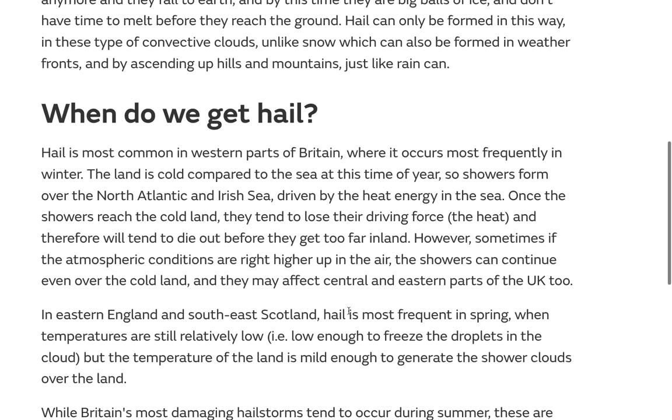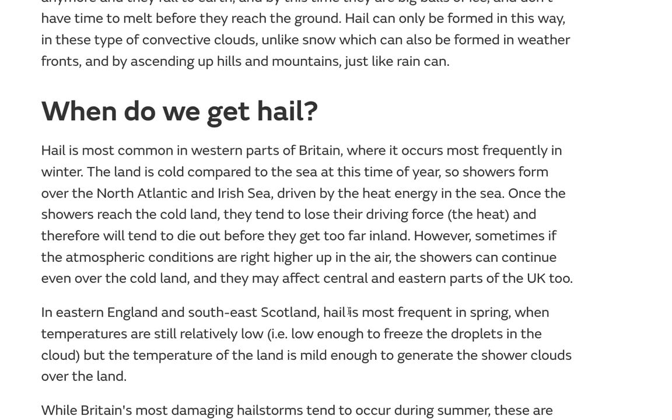When do we get hail? Hail is most common in western parts of Britain, where it occurs most frequently in winter. The land is cold compared to the sea at this time of year, so showers form over the North Atlantic and Irish Sea, driven by the heat energy in the sea. Once the showers reach the cold land, they tend to lose their driving force, the heat, and therefore will tend to die out before they get too far inland.